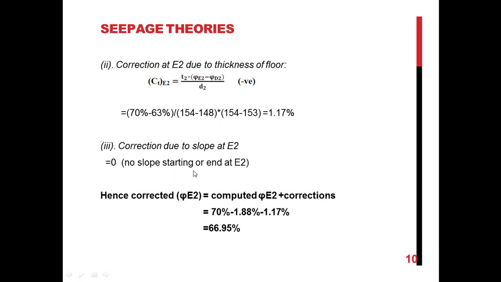Hence the corrected phi E2 is equal to computed phi E2 plus corrections. Computed phi E2 is already found to be 70%, minus the correction due to mutual interference, so minus 1.88%. Also the correction due to thickness of the floor is negative, so minus 1.17%. So hence the corrected phi E2 is equal to 66.95%.